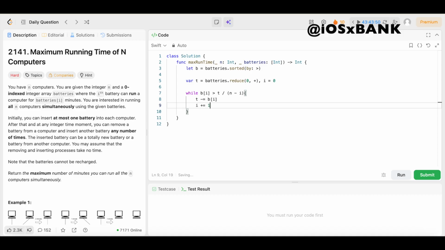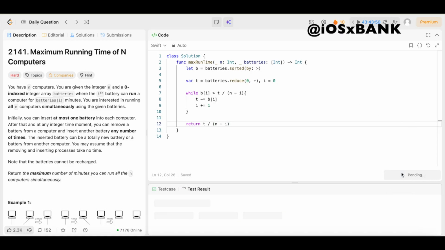Then, after removing all the oversized batteries, the remaining energy T can be evenly distributed across the remaining n minus I devices. So we could just come right here and say return T divided by, open parentheses, n minus I. Boom, y'all, that's all she wrote.